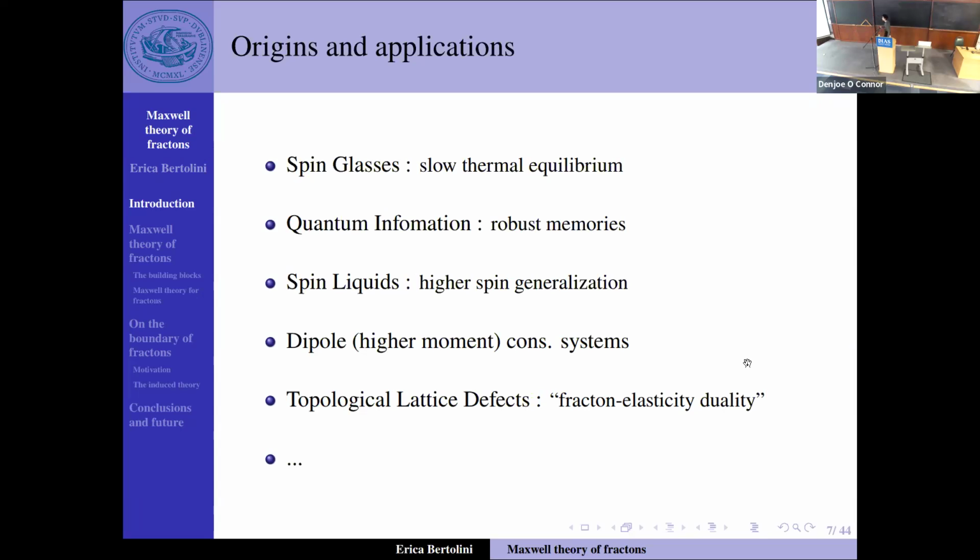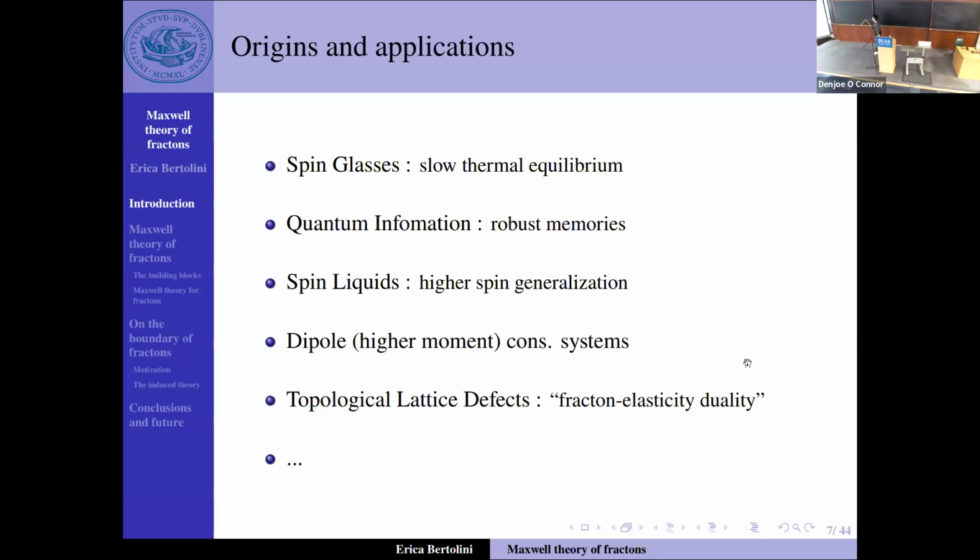They were used also in quantum information to build robust memories, and also since they are higher spin models, written in terms of rank 2 tensor fields concerning the gauge theory, they can be used to describe higher rank spin liquids, for instance. Obviously, since their definition is based on dipole conservation, all physical systems with dipole conservation, dipole symmetry can be related to fracton models.